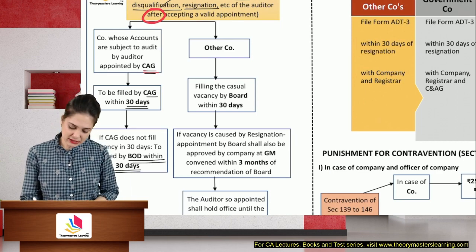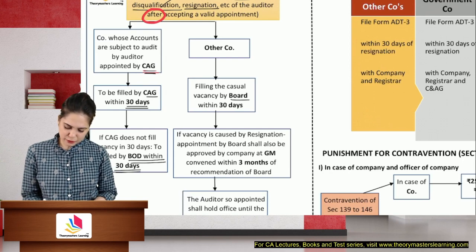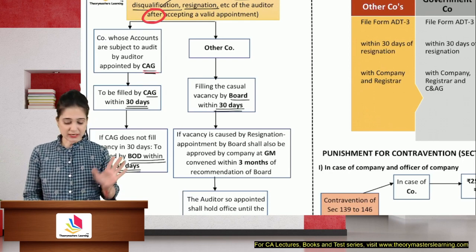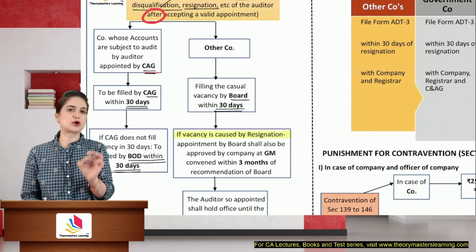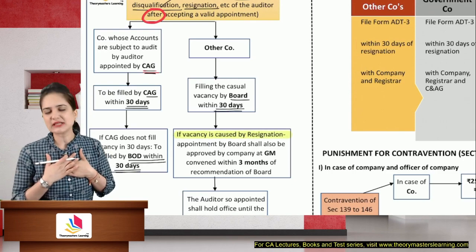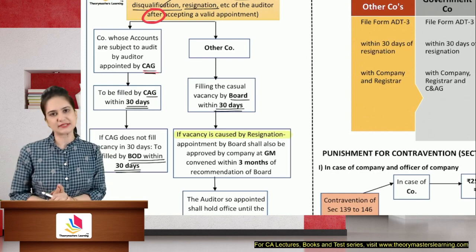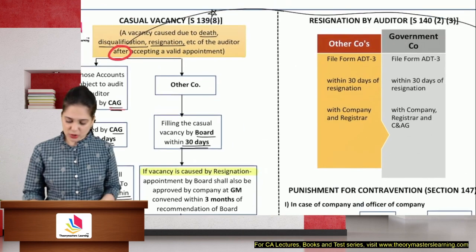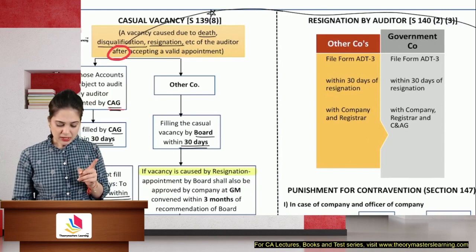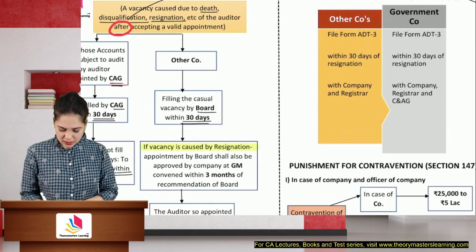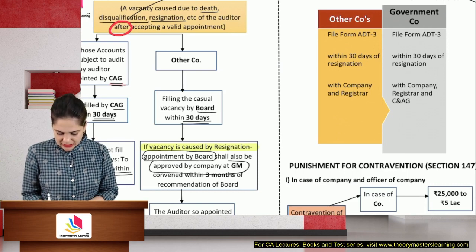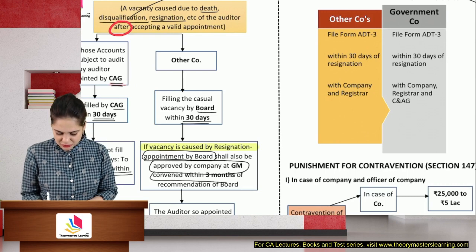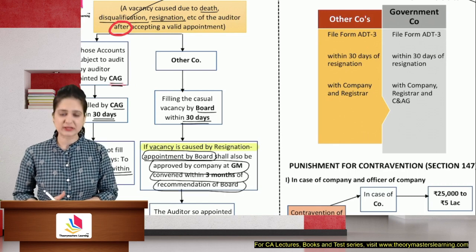If you are any other company, then it will be filled by the board within 30 days of creation. But if the vacancy is caused due to resignation, I seriously want to know why the auditor has resigned. So in case of resignation by the auditor, yes, it will be appointed by the board, but it shall be approved by the company at the general meeting convened within 3 months of recommendation by the board.